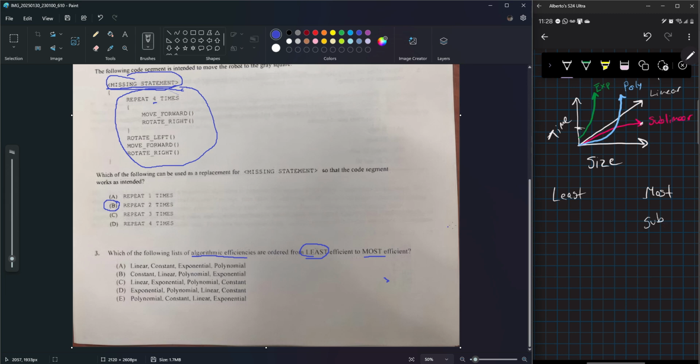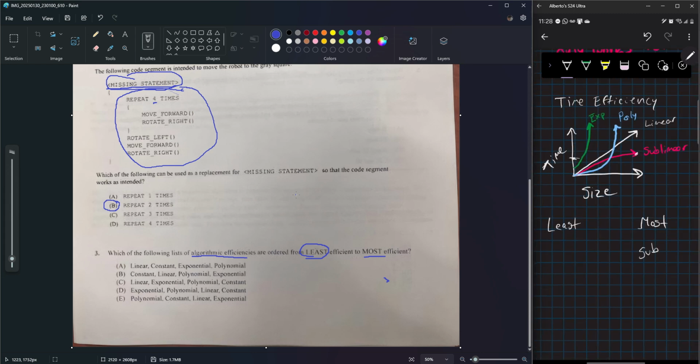So then the next one that takes the least amount of time would be linear, right? That's the second one. So then it's linear. The next one is poly, and for a smaller size, notice how exponential takes a really long time, while polynomial takes a very short amount of time for a small size. So then the next one is polynomial, and then the least is exponential.